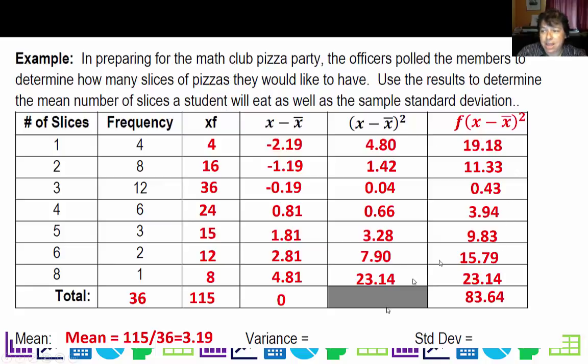Add them all up, and then if I divide this number by not exactly that number, remember, we're almost always using samples. So I'm going to divide this number by one lower than that. 83.64 divided by 36 minus 1 is 239. And the standard deviation is the square root of that number, or roughly 1.55.